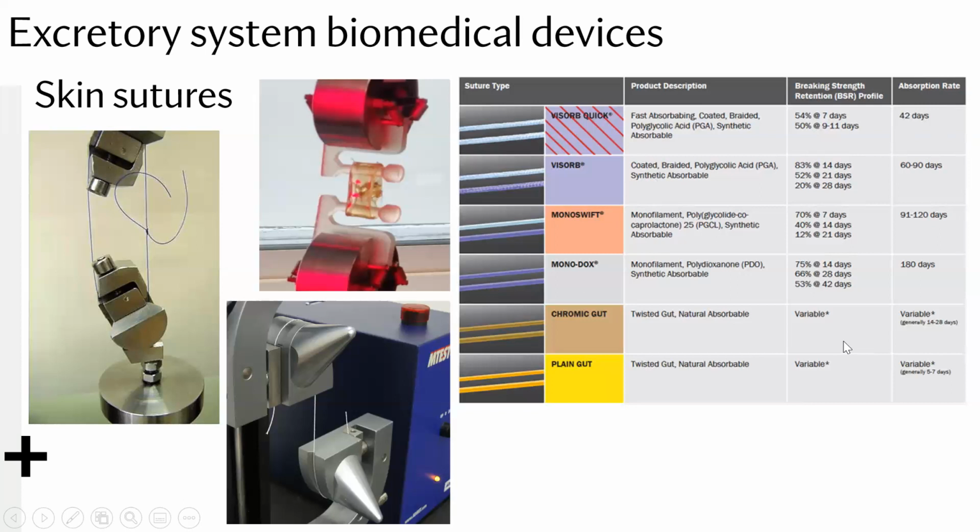Okay, so this is basically the entire objective space of designing these sutures: to meet a certain absorption rate and strength. And what you've got here is the breaking strength retention profile, and it tells you that the retention is about 83% after 14 days there. And this varies also significantly between these different threads.